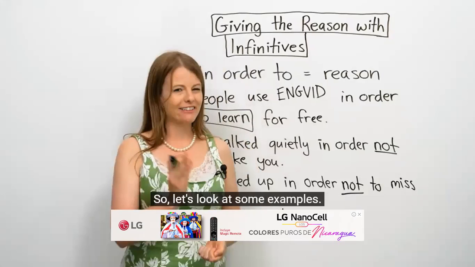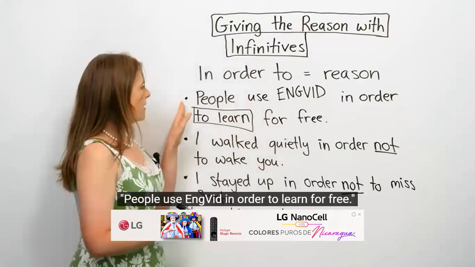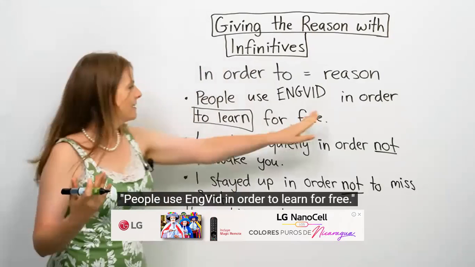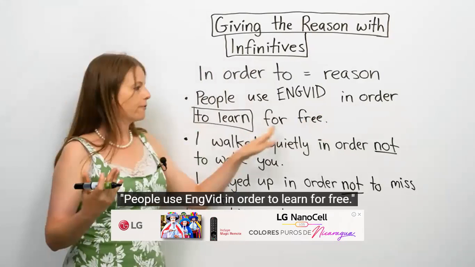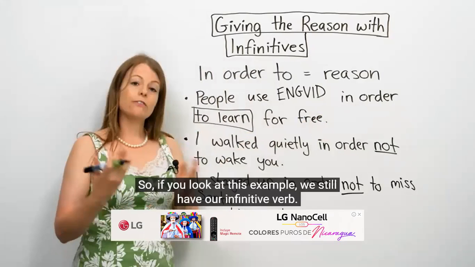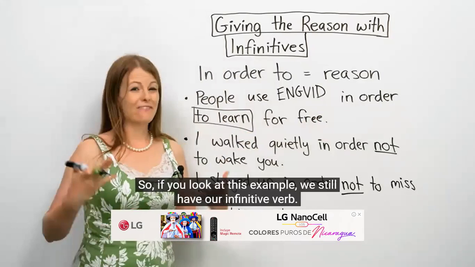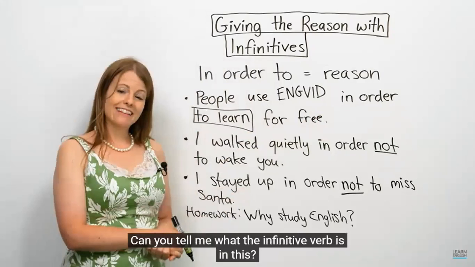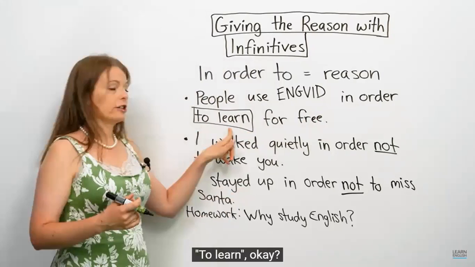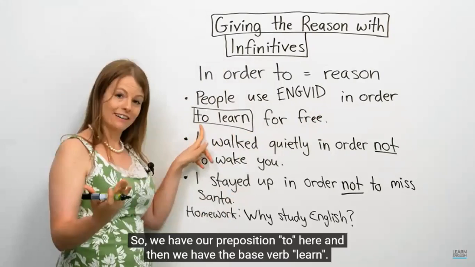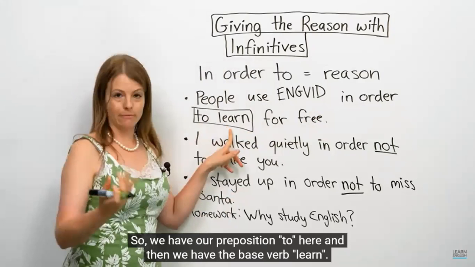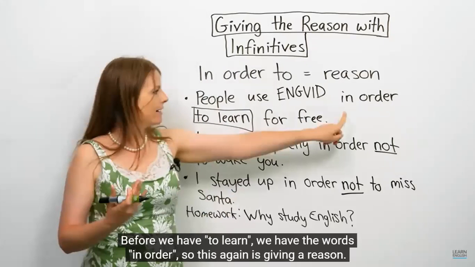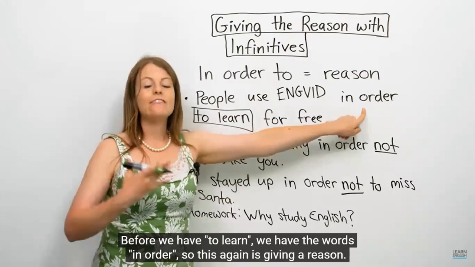So let's look at some examples. People use Invid in order to learn for free. So if you look at this example, we still have our infinitive verb. Can you tell me what the infinitive verb is in this? To learn. Okay, so we have our preposition to here, and then we have the base verb learn. Before we have to learn, we have the words in order. So this again is giving a reason.